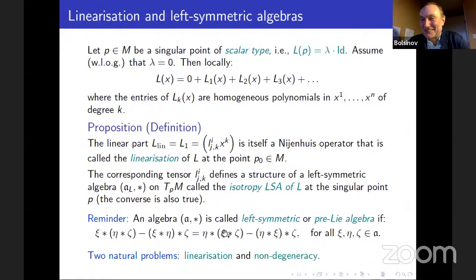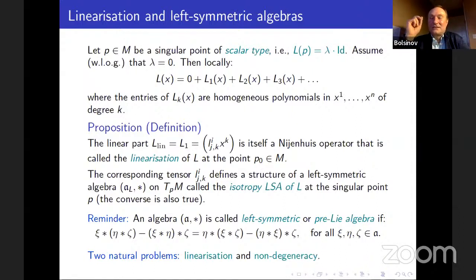So what is a left-symmetric algebra? Let me remind you. It's a very interesting object. To be honest, I had never heard about it before we started doing this business. It means the following. Look at the left-hand side of this identity here. It's known as the associator. If it is zero, then the algebra is associative. In our case, it is not associative. But if we swap xi and eta in this formula, we will get the same result. For this reason, it's called left-symmetric. It is symmetric with respect to the permutation of the left ingredients of the associator. It is also known as a pre-Lie algebra. What is the reason for that? The reason is as follows.